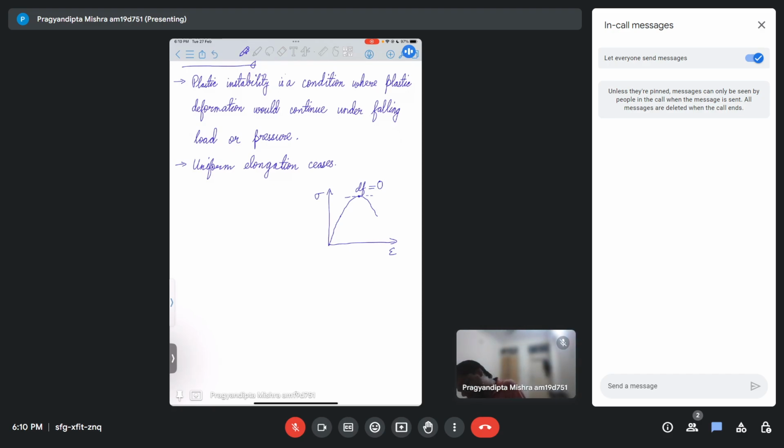And one more thing that you can say here is, if you say that this is your elongation that is happening, then this region will represent your uniform elongation region.